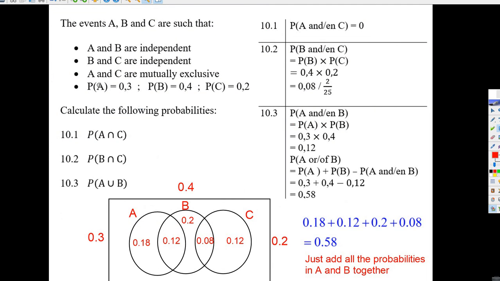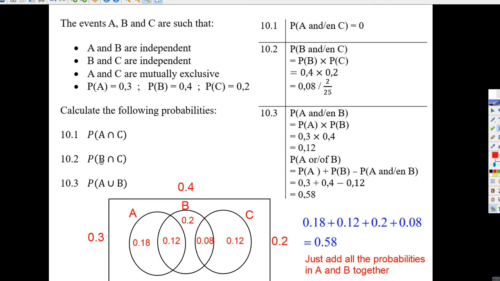Watch this. They give you the events A, B, and C. This is a question from the prelim. They give you the probability of A, B, and C, but they tell you some different things. A and B are independent. What does that mean? I can find their intersection just by multiplying them. A and C are mutually exclusive. What does it mean? Their intersection is 0. So the first question is, what's the intersection of A and C? Well, if it's mutually exclusive, it's 0. Pretty easy. That's all there is to it, because you learn mutually exclusive means the intersection is 0.